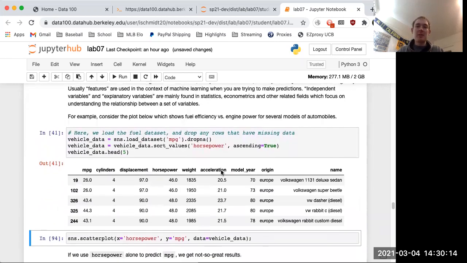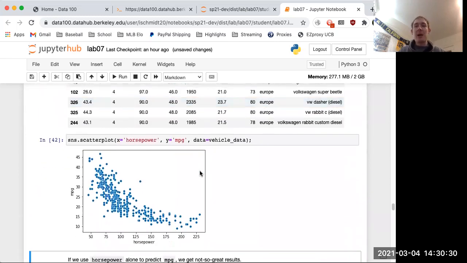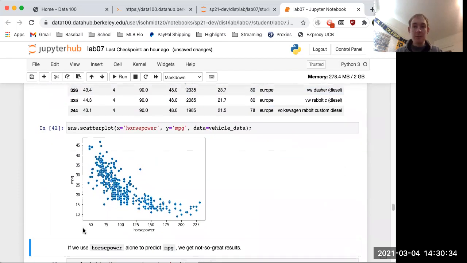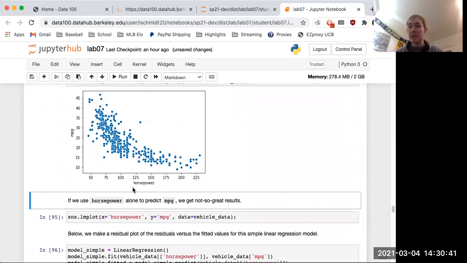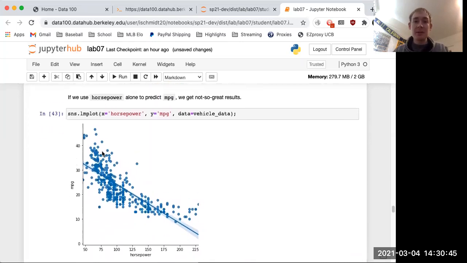So here we go. We can load in this other default data set called MPG. You can see it's data about cars. So we have miles per gallon, cylinders, model year, the name of the car, horsepower. Cool. So we can look at horsepower and miles per gallon in this vehicle data. We can see horsepower on the X axis, miles per gallon on the Y axis, and you can see there's a clear downwards trend. So maybe let's fit a regression line. We can do that by calling lmplot from Seaborn.